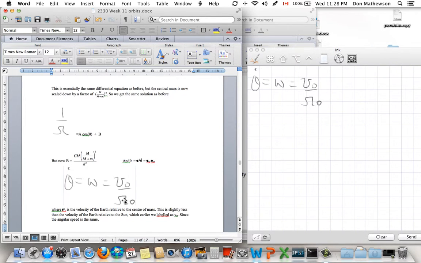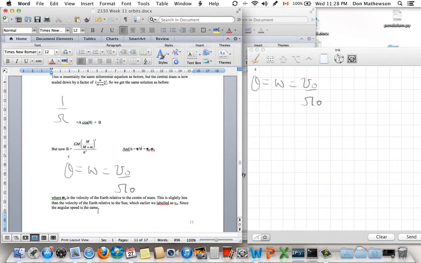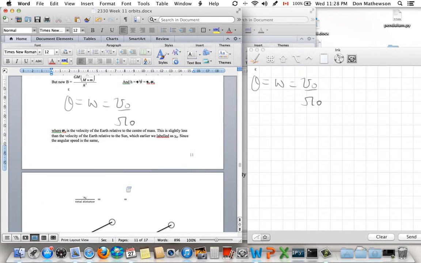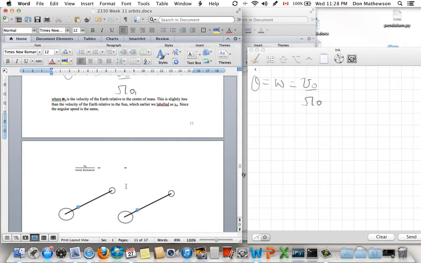Now, what is this script v naught? Well, it's the velocity of the Earth relative to the center of mass. Now, this is going to be less than the velocity of the Earth relative to the Sun, which is what we were expressing earlier as v naught. But again, there's going to be a ratio that governs them, okay? Because the rotational velocity of the Earth around the Sun turns out to be the same as the rotational velocity of the Earth around its center of mass, the same omega.